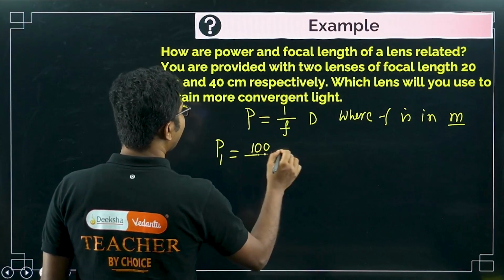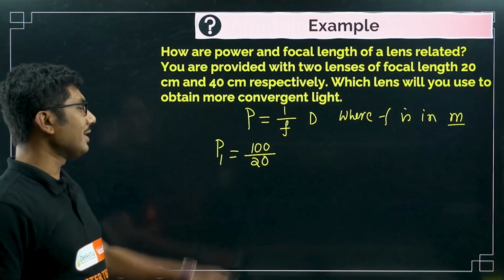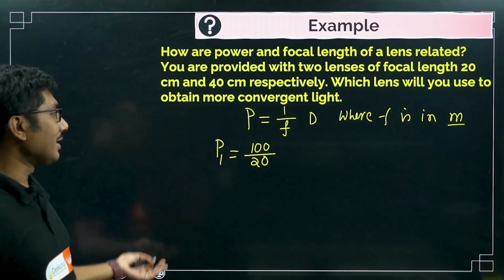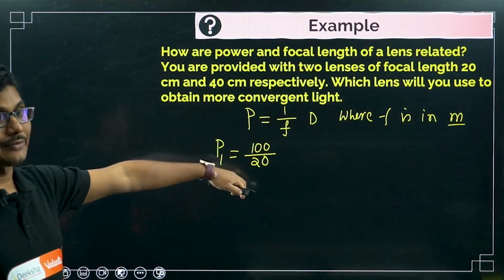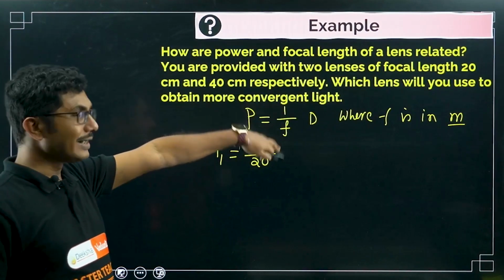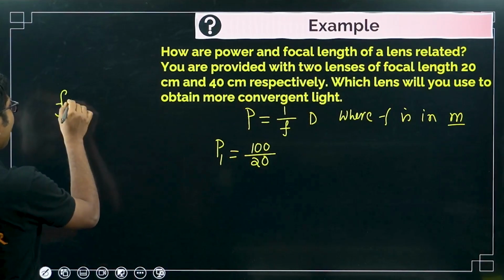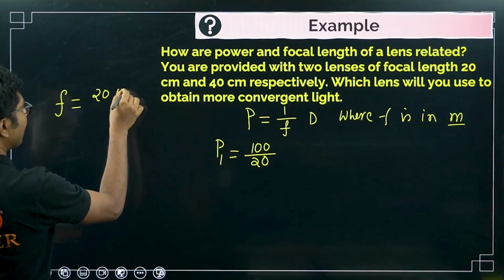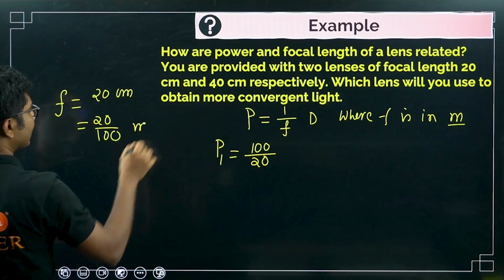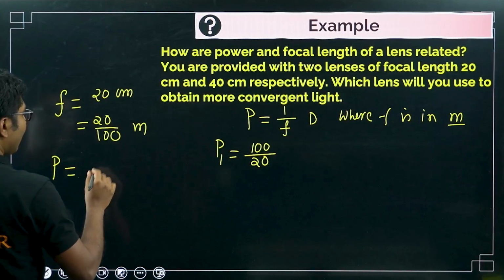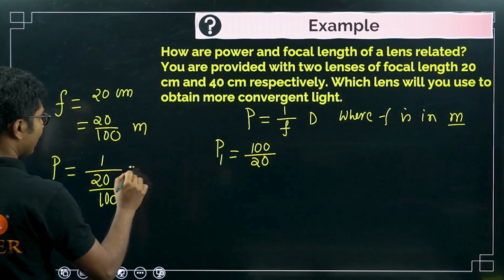100 by 20. Why 100 by 20? 100 means you have to convert into meters, so you have to divide by 100. But in this case, when you are calculating the power, it is already divided, so 100 will go up. f is equal to 20 centimeter, that is 20 divided by 100 meters, so power will be 1 divided by 20 by 100, or 100 by 20.